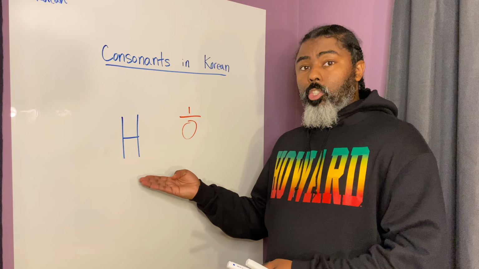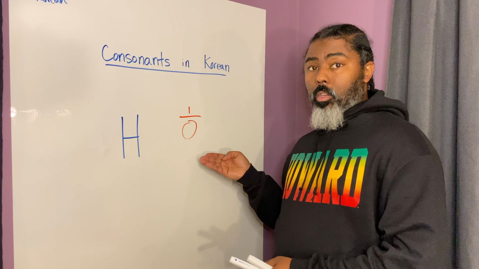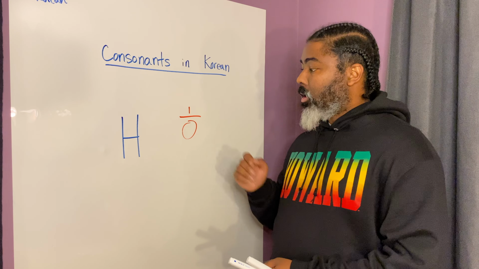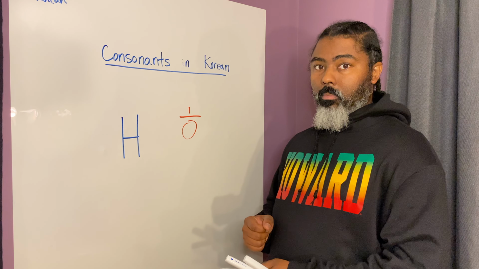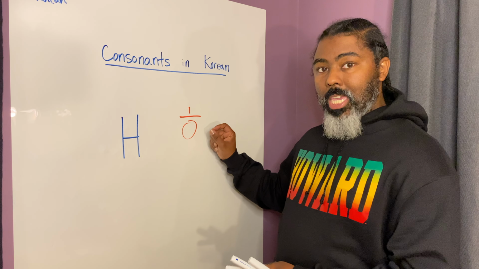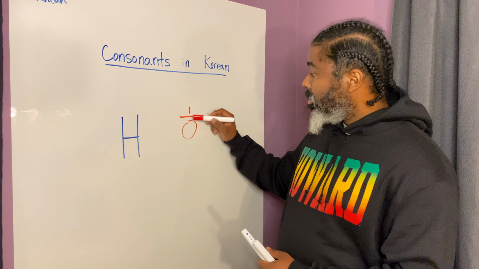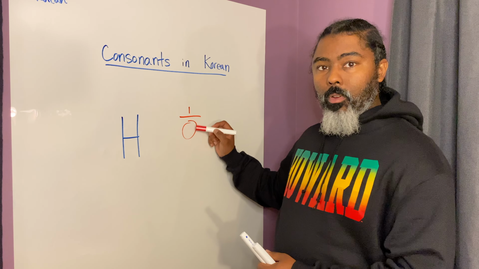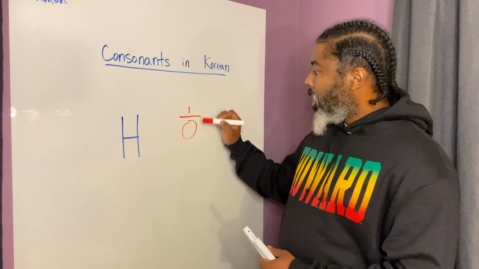The letter H in English, Hiyut in Korean. The sound, H. Okay. To write the Hiyut or to identify it, there is a hat above and a circle below. So there's a line here, and a line here.